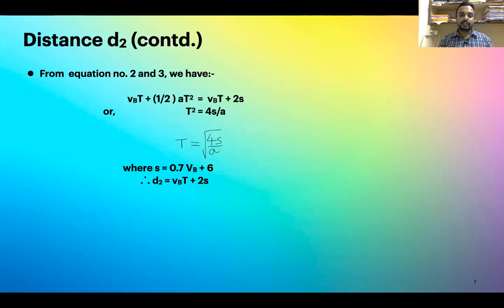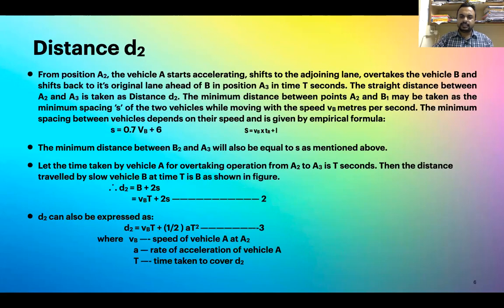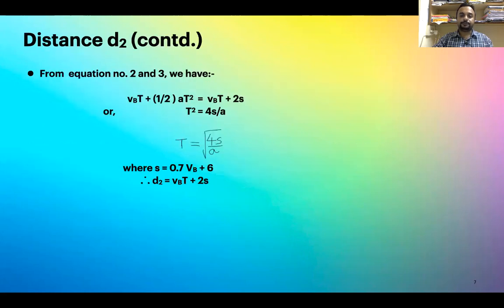Since we have now obtained the value of T in terms of 4S by A, where S is equal to 0.7 VB plus 6, when you have the value of T, you can now get the value of D2. D2 equals VB into T plus twice S, that is equation number 2. Since it's a simple equation, we are using this equation. You can use either of these two equations. You will get the same value of D2.